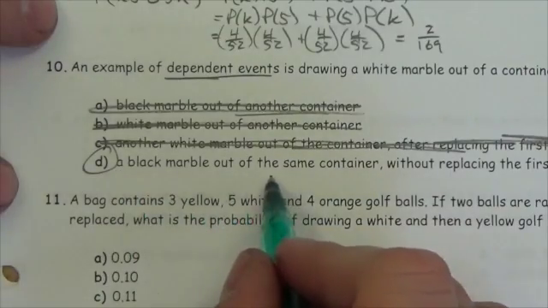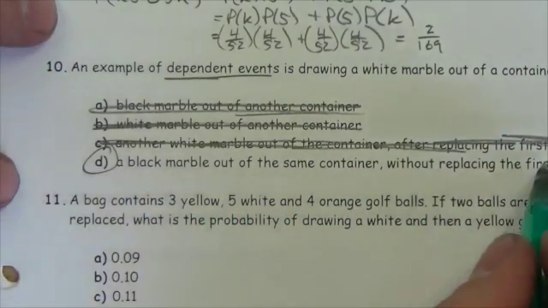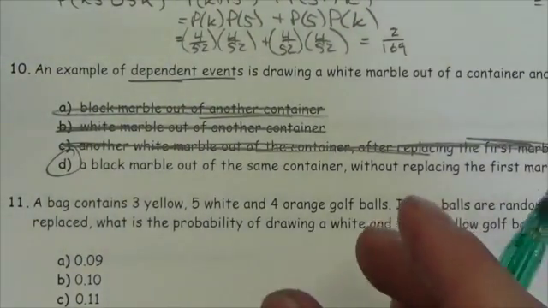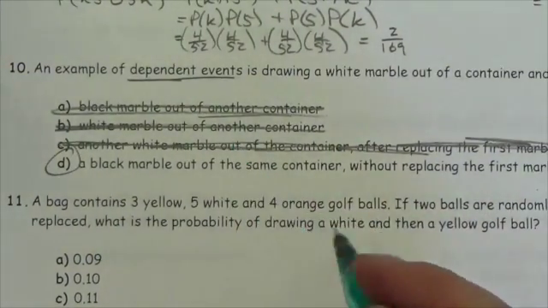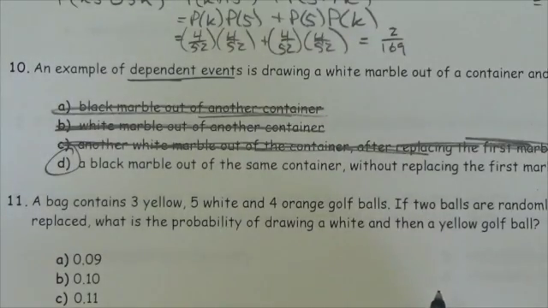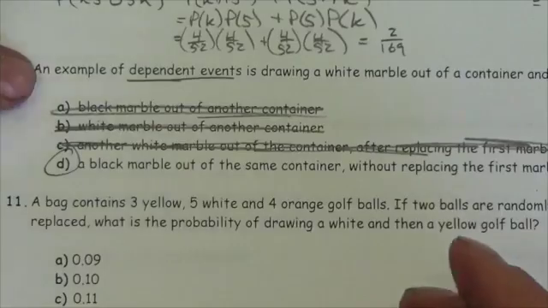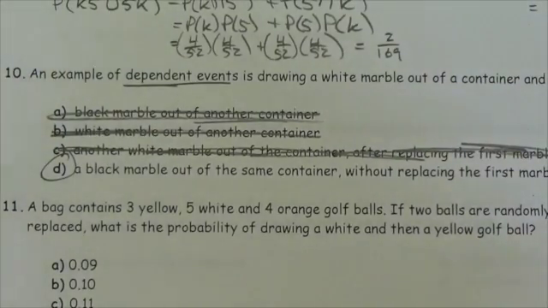A black marble out of the same container without replacing the first marble. Yes. And now, granted, the number of black marbles didn't change when you took the white one out, but the total number of marbles did change, and so the probability is going to be a little different if you don't put that first marble back. And so, yeah, those are dependent events.